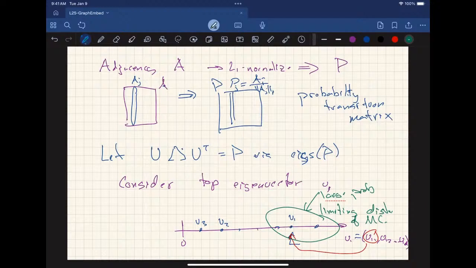But I could think of this as an embedding into one dimension, where the large probability parts of the distribution, these vertices, are off to the right. Again, I don't know if we're getting any closer, but maybe this is useful for encoding the graph in one dimension.